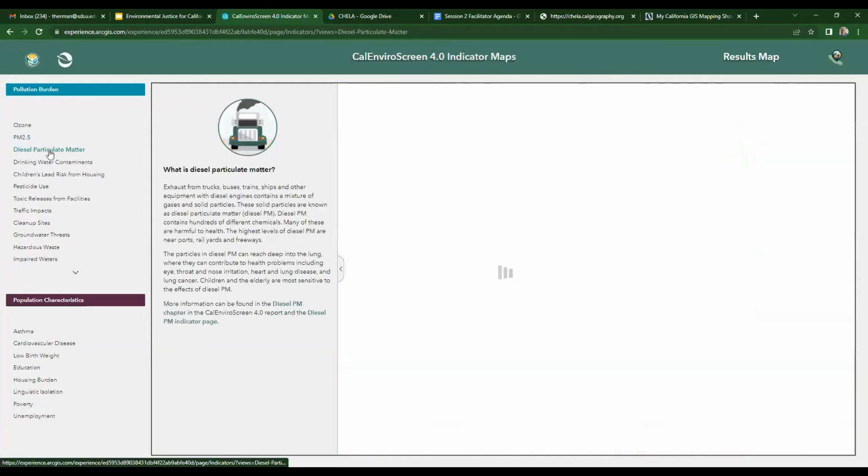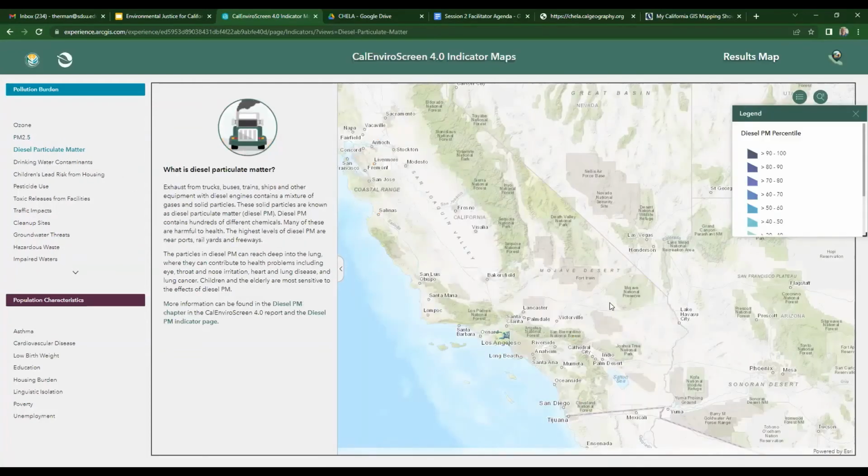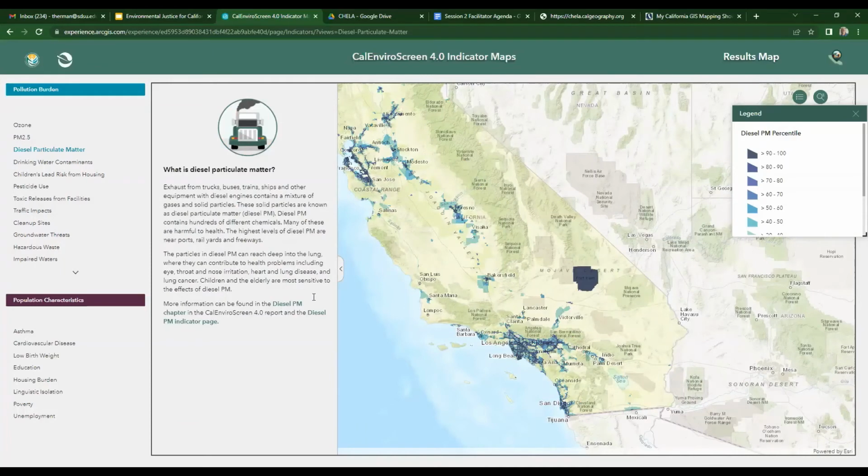We can look at another kind of air pollutant which is linked to different health problems, and we can look at diesel particulate matter. And again, they are giving us some description of why they care about this and why they monitor it and what the problems associated with it are. And then you can see where it's happening, right?